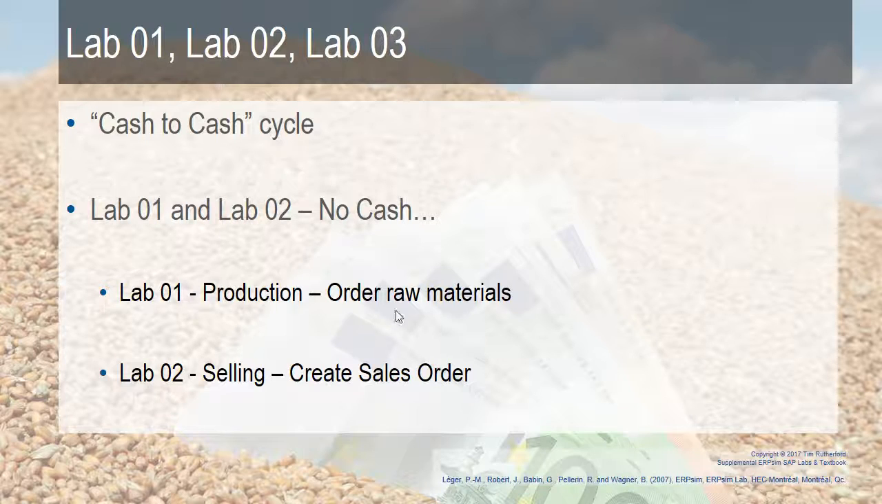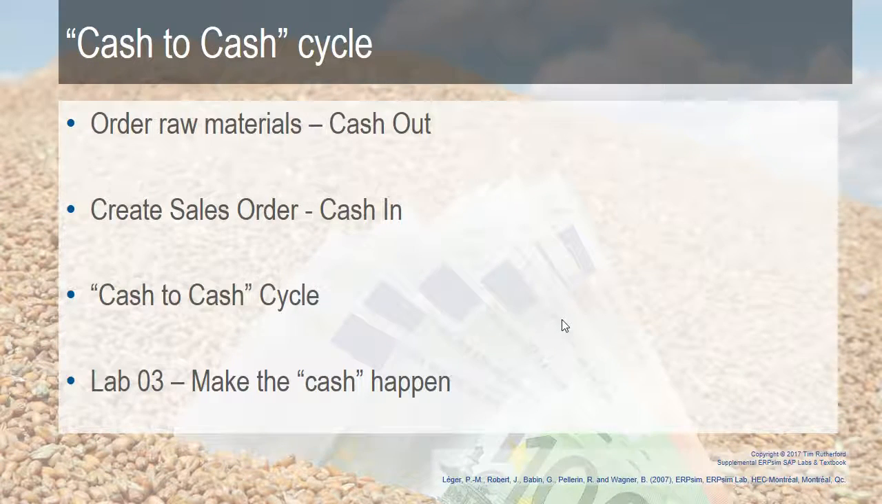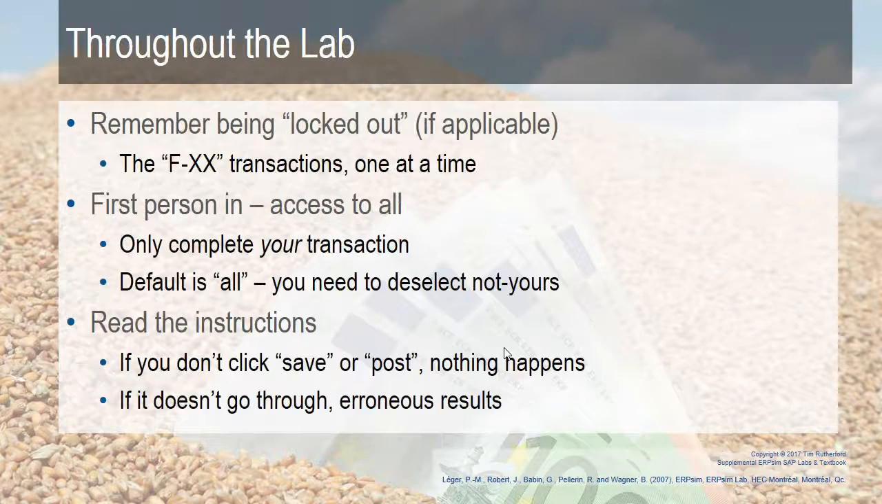Lab 1 was production, ordering the raw materials and actually producing. Lab 2 picked up where that ended and sold and shipped everything. So ordering the raw materials was a cash transaction. Creating the sales order is a cash transaction. So all of these, there's cash out, cash in. This is, again, where the cash-to-cash business cycle name comes from. Lab 3 is where we actually do the cash.